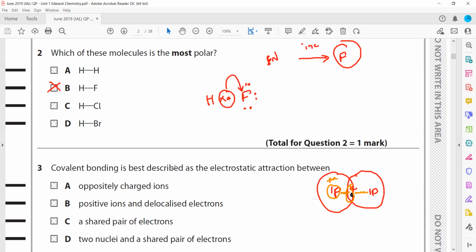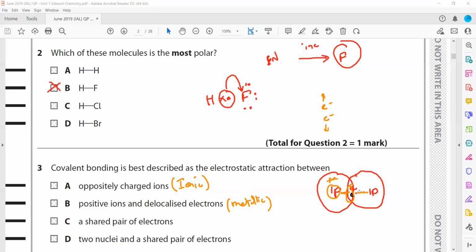Oppositely charged ions is for ionic bonding, so it is not that. Positive ions and delocalized electrons are for metals, like metallic bonding. A shared pair of electrons does not attract each other. The shared pair repel. Why do they repel? Because like charges, electrons are both negative, so they tend to repel each other.